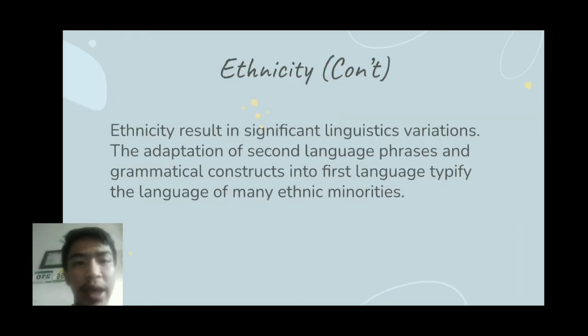The first one is ethnicity. Ethnicity results in significant linguistic variation. The adaptation of second language phrases and grammatical constructs into the first language typifies the language of many ethnic minorities.